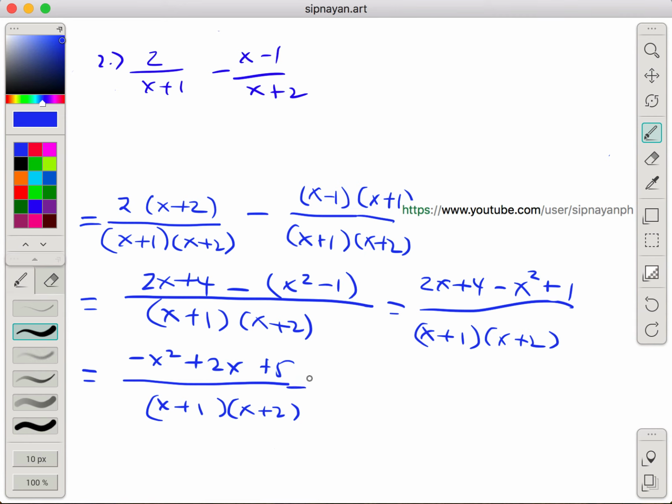denominator. So, yun, no? Yun yung ating dalawang examples. Yung isa, pwede pa natin i-simplify after nung pinaka-final answer. In this case, mukhang hindi na kasi, mukhang hindi na factorable itong negative x squared plus 2x plus 5.